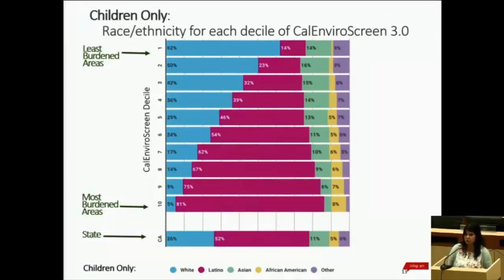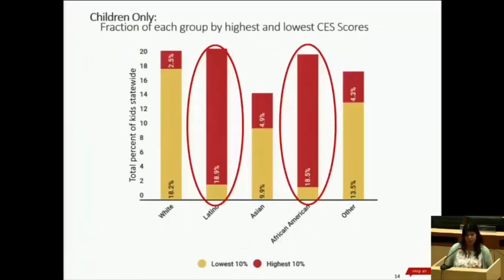So we got the data on children under 10, and again, the top is the lowest CalEnviroScreen scores, least burden, to highest. In the state, 52% of children under 10 are Latino, so it's a greater proportion than adults. But even so, we saw that a much higher proportion of these most burdened areas were children of color, Latinos and African Americans.